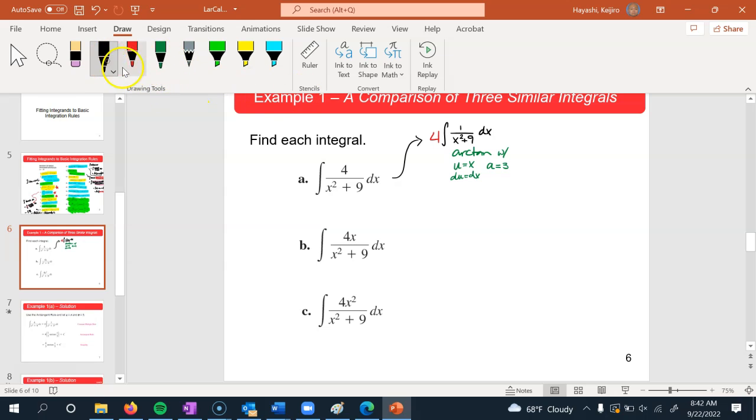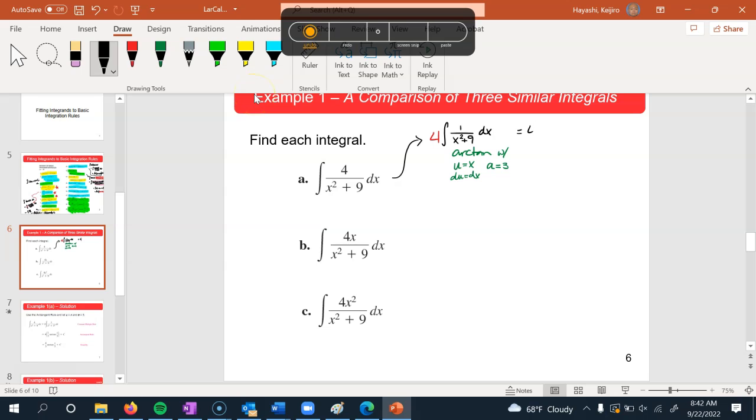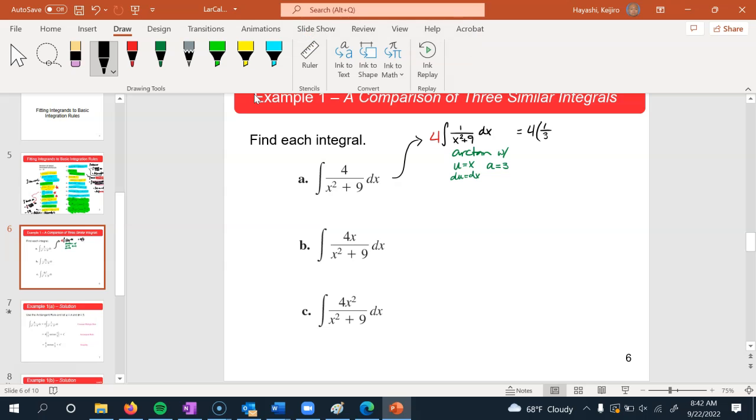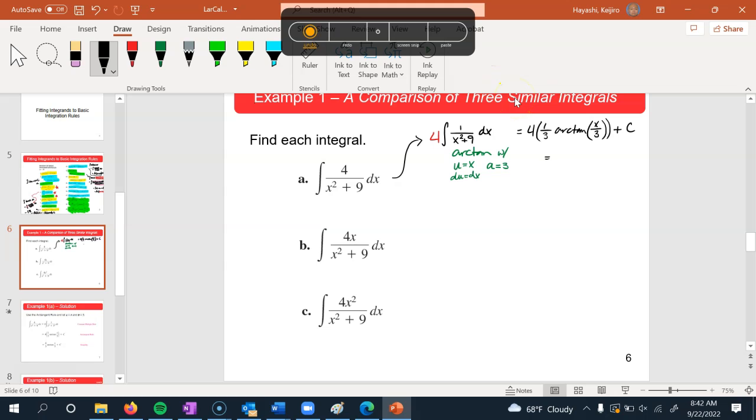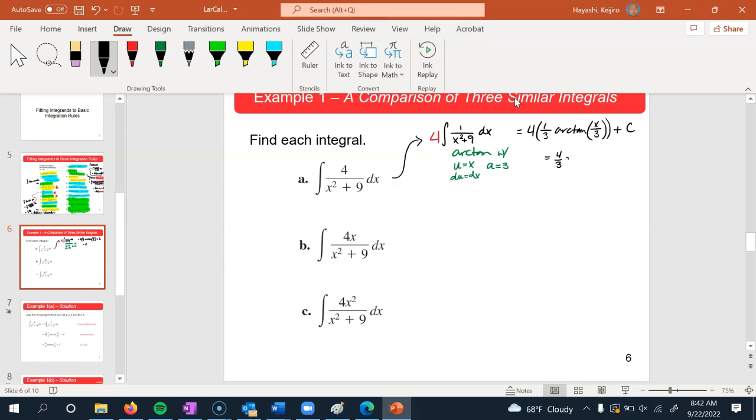So this is simply 4 times 1 over a, so 1/3, arctan of u, which is x, over a, which is 3, plus c. You can multiply the 4 and the 1/3 if you want. Yeah, sure, let's go ahead and do that. So it's 4/3 arctan of x over 3, plus c.